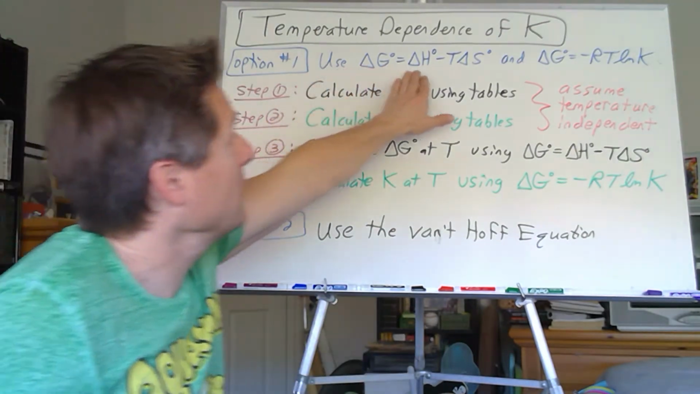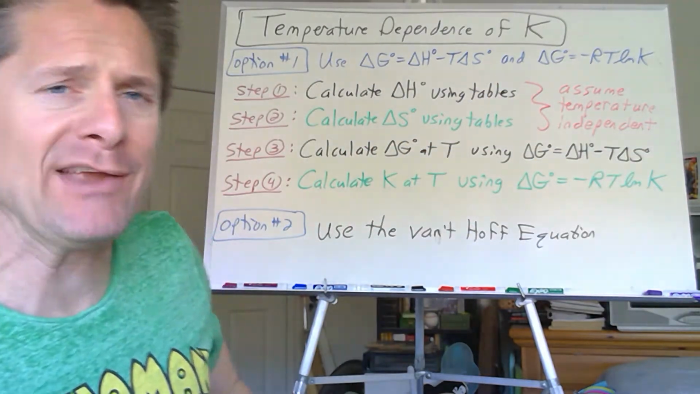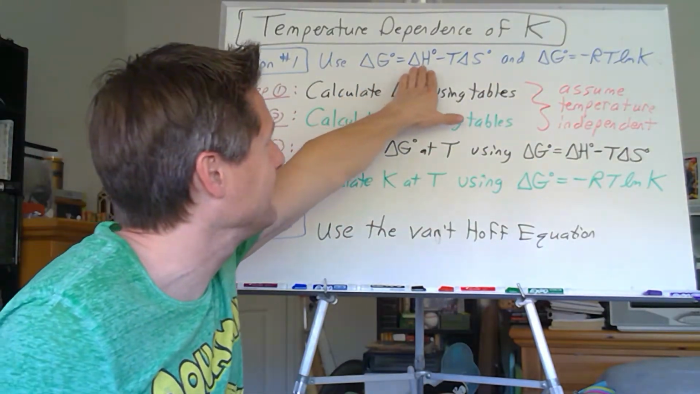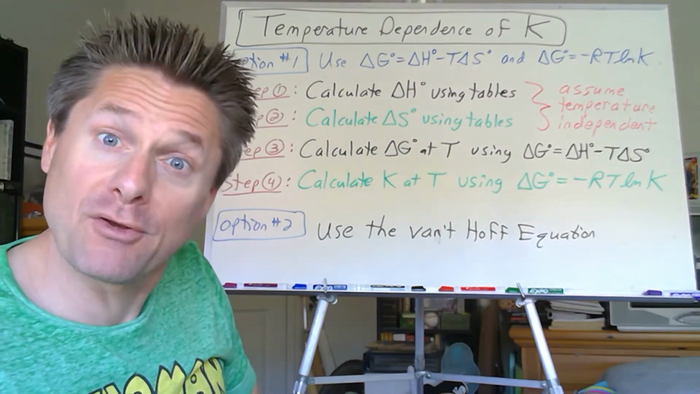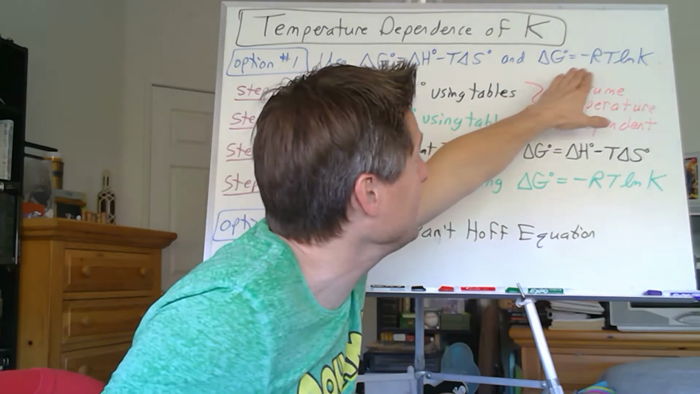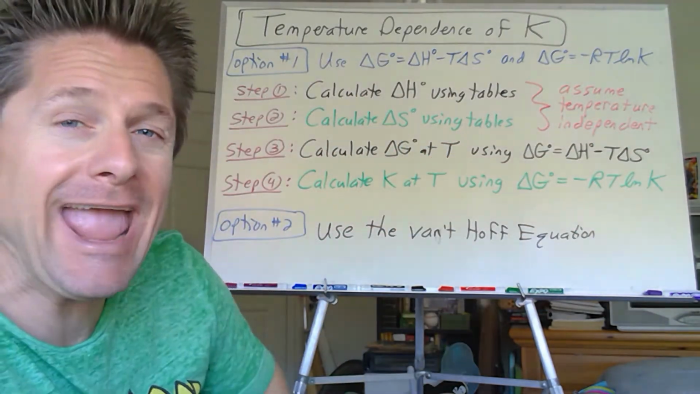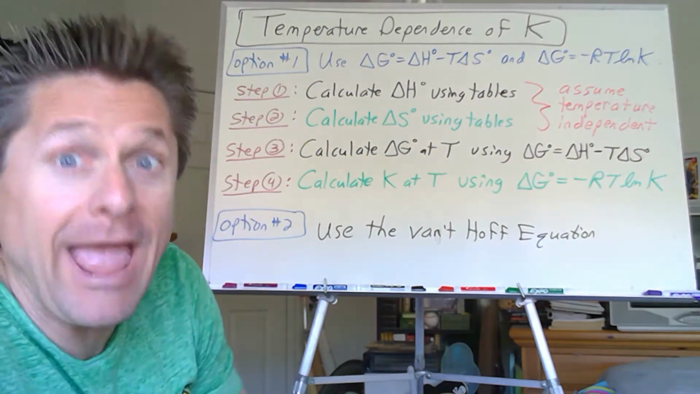Option number one. We're going to use the two big kahuna equations from thermodynamics. Delta G naught is delta H naught minus T delta S naught, and that we derive from the second law of thermodynamics, right? And then delta G naught is negative RT log K, and that's where the equilibrium constant is. You have to use that one.